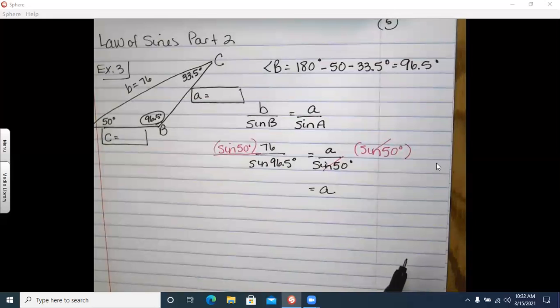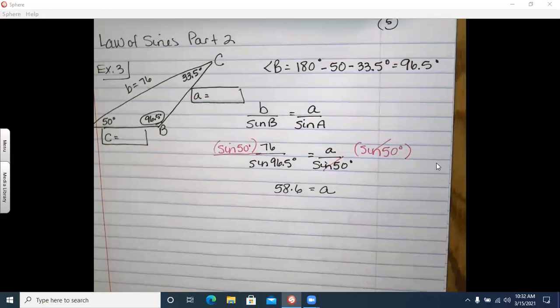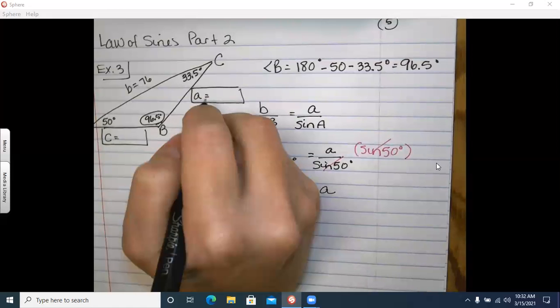What'd y'all get? 58.6, yeah, just depending on where you're rounding. 58.6, that's what I got too. So leg A is 58.6 units. They didn't tell us what we're using.